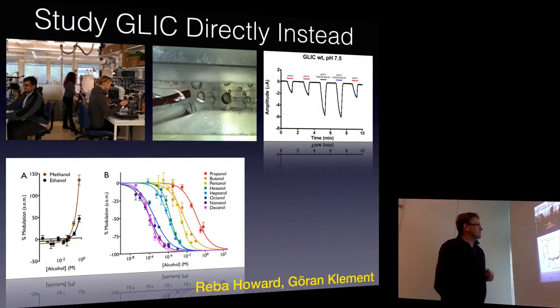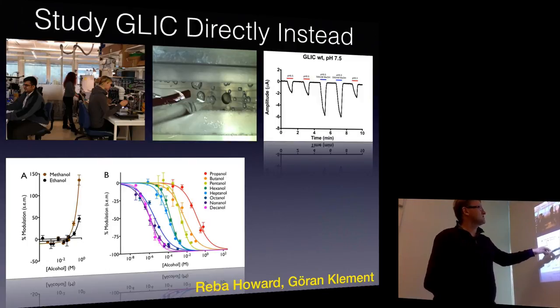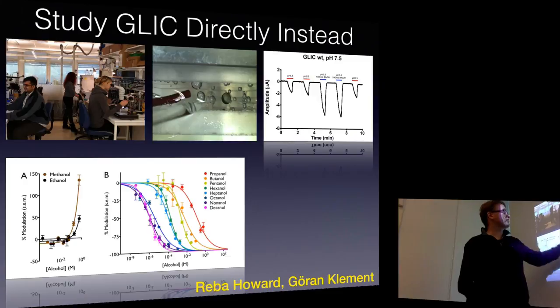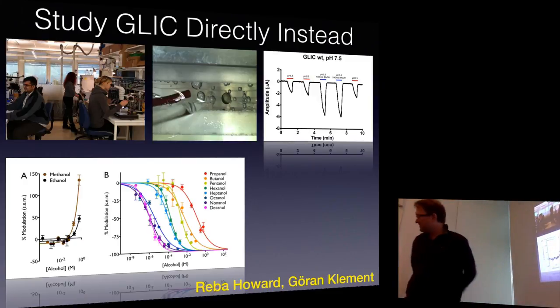And the funny thing that we could show is that methanol potentiates strongly, ethanol potentiates just a little bit, but the second you are at propanol or stronger, you inhibit the channel, you turn it off instead. What is the difference between ethanol and propanol?